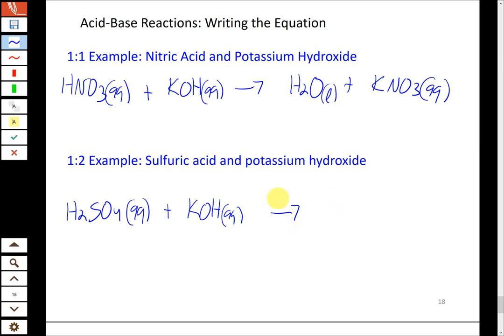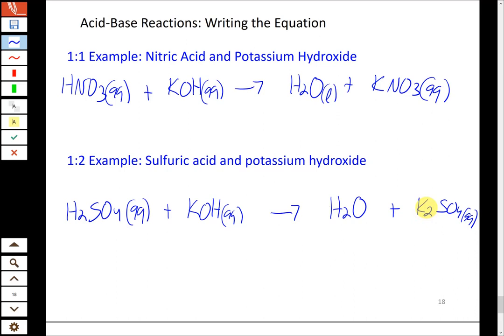So H+ and OH- are always going to combine to form water as part of an acid-base reaction. And then we're going to form an ionic compound from the remaining cations and anions. So we still have K+ from the base, that's our cation in the product. And then SO4 2- would be the anion on the product side. And so that's going to be combined as K2SO4 to get the correct charge. And that will be soluble because all potassium salts are soluble.